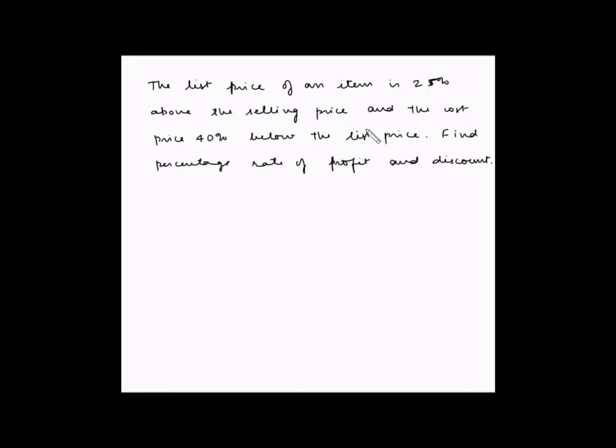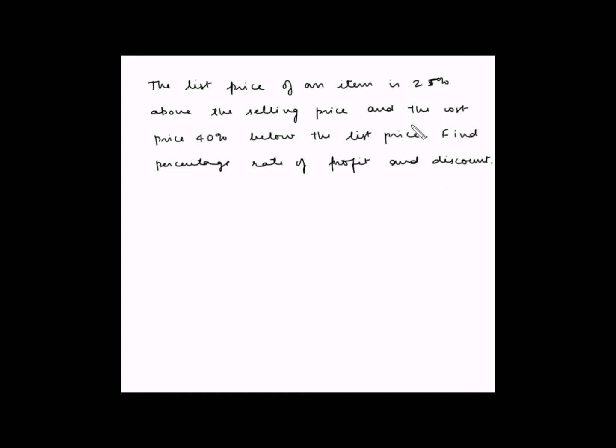The list price of an item is 25% above the selling price and the cost price is 40% below the list price. Find the percentage rate of profit and discount.